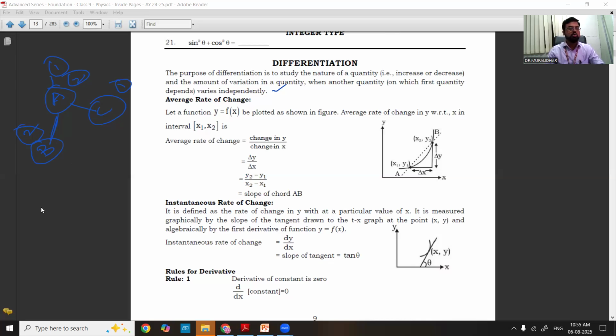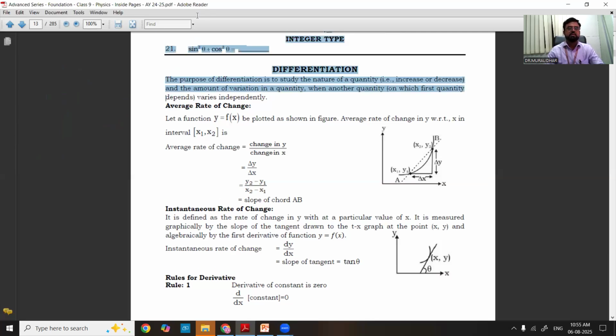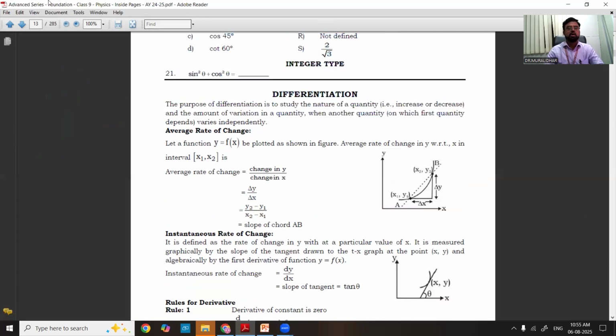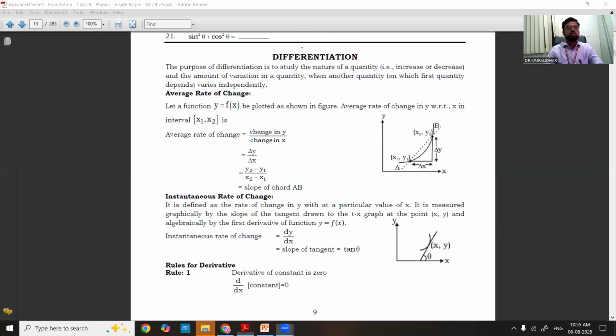How to compare? You can see here next. For example, see average change. We know there is a change, but how much is the change? That comes under average. So, average rate of change. What is the rate? It is nothing but change with respect to time. Let the function y be equal to f of x.